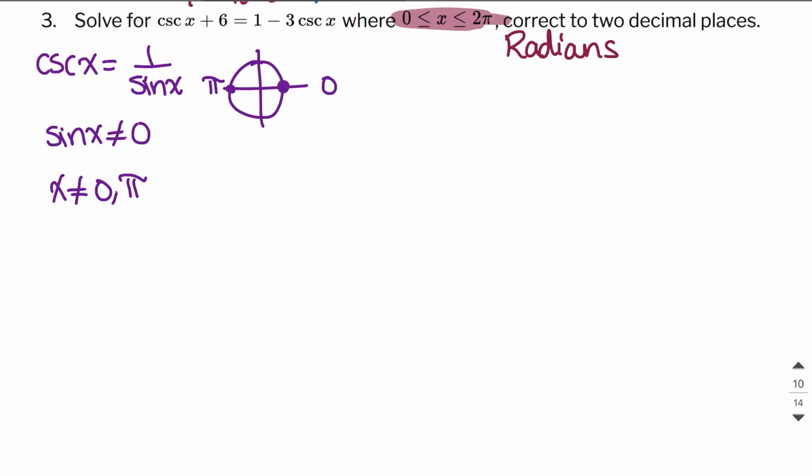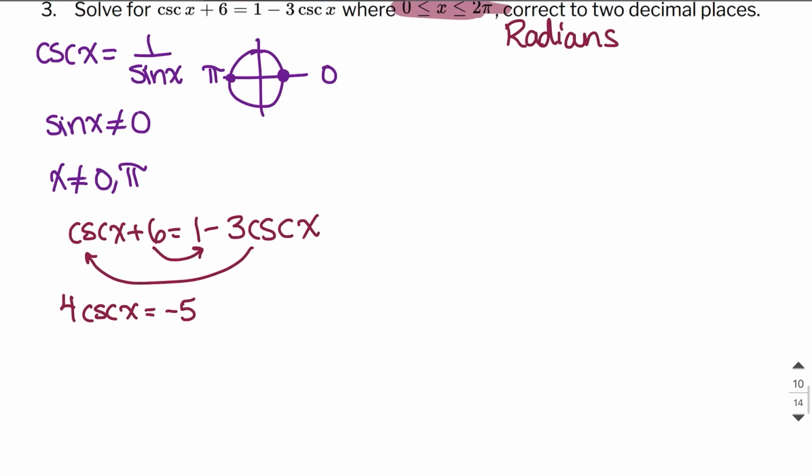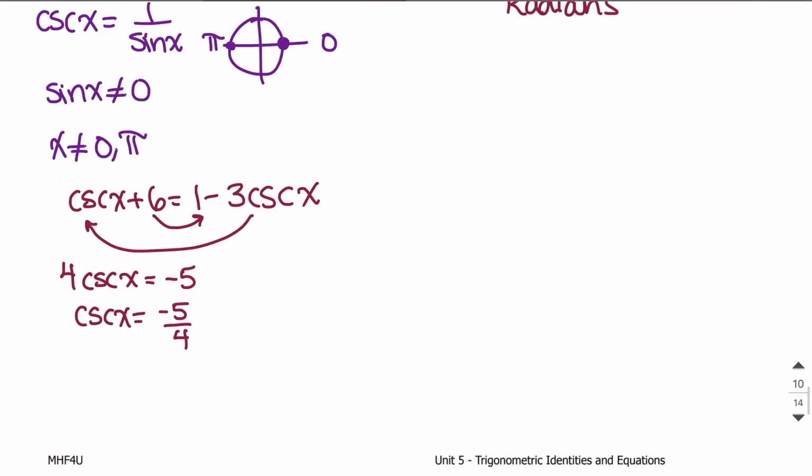Okay, so let's go ahead and isolate cosecant x right here. So we are told cosecant x plus 6 equals 1 minus 3 cosecant x. So I'm going to add 3 cosecant x right here. So I get 4 cosecant x, because remember, this is just 1 cosecant x. And then I'm going to subtract the 6 from here, and I would get negative 5, okay? Then to isolate cosecant x, I would divide by 4. Beautiful.